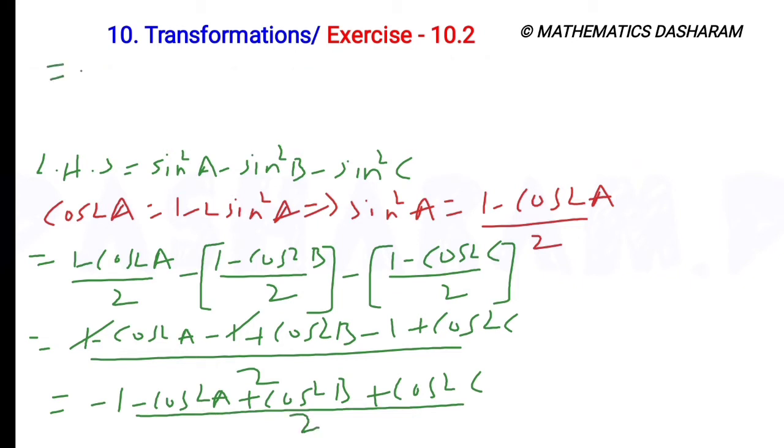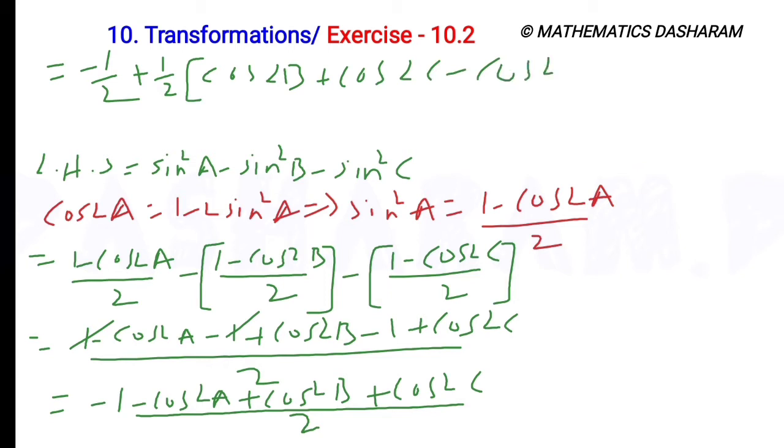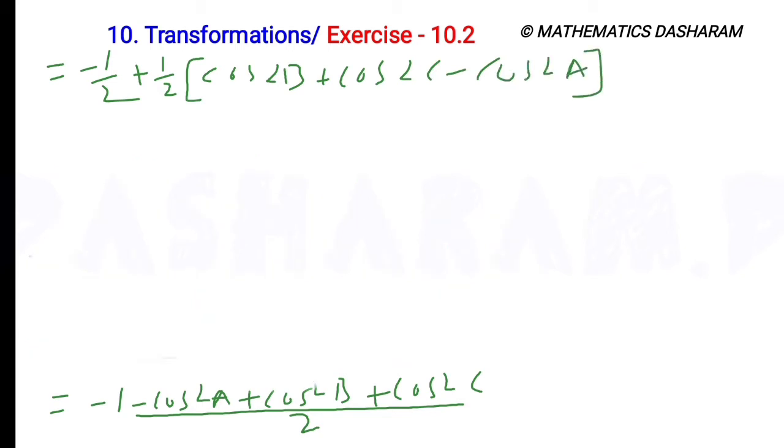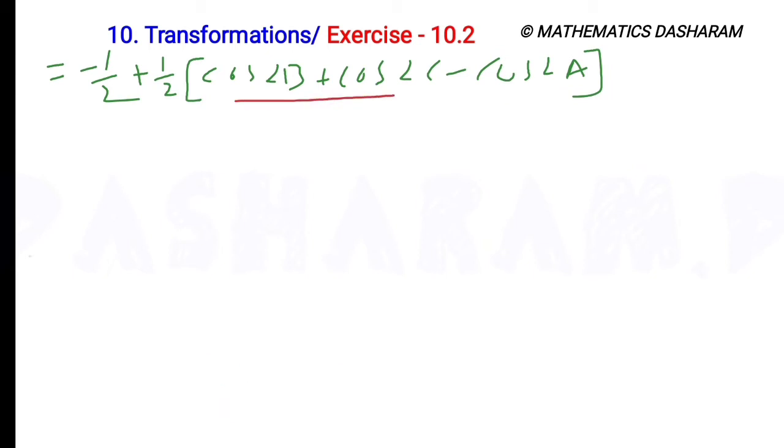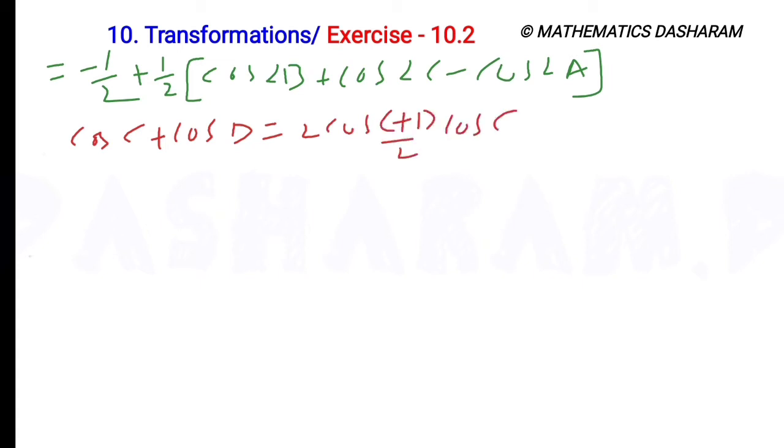So it is equal to minus 1 by 2 plus 1 by 2 bracket of cos 2B plus cos 2C minus cos 2A. So here I split it into two fractions, and the negative term is written at the last place. That's it. So here apply the cos C plus cos D formula.